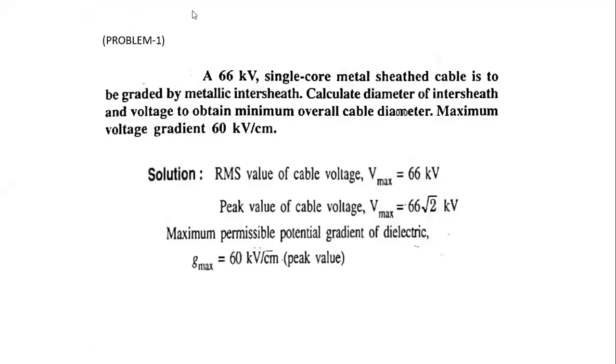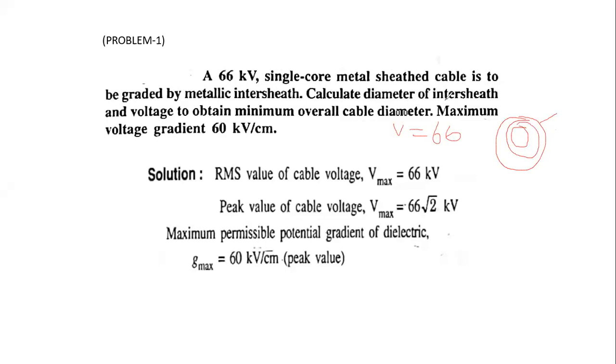First, coming to the first problem, a 66 kilovolts, that means V is equal to 66 kilovolts, single core metal sheeted cable. We have a single core, metal sheeted cable that is to be graded by a metallic intersheath.